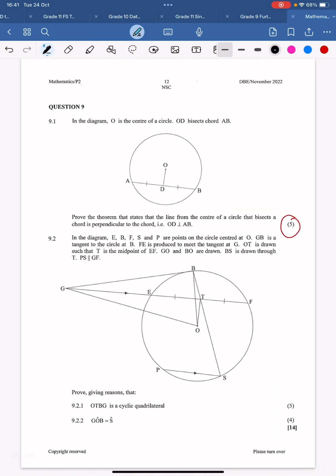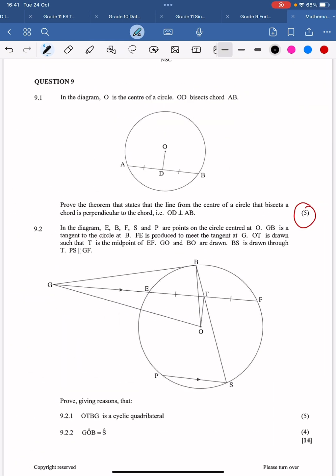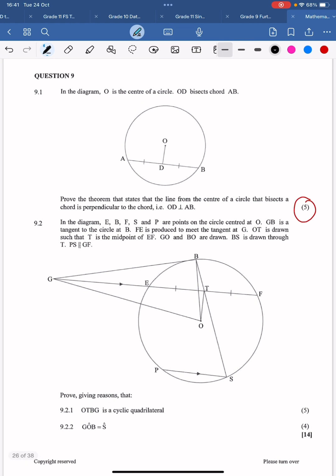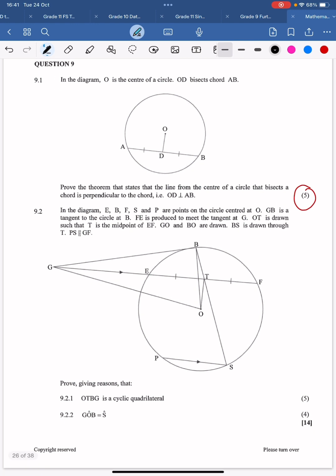All right, let's look at 9.2. They are saying in the diagram, which proofs they ask? The circle ones, and then they sometimes ask the similarity proof and sometimes the prop theorem one.